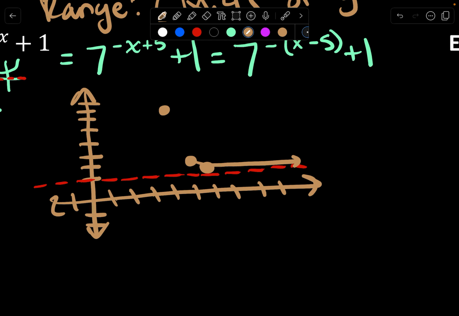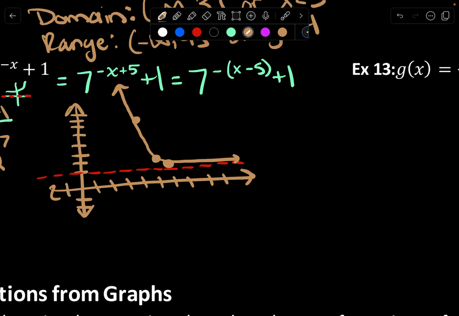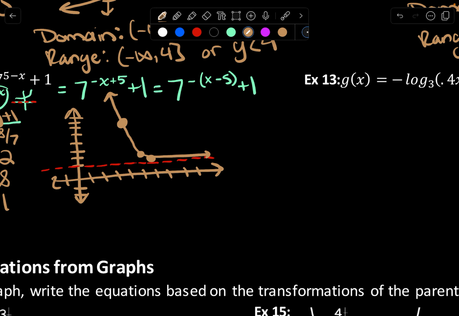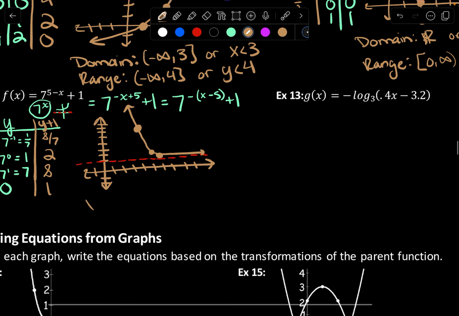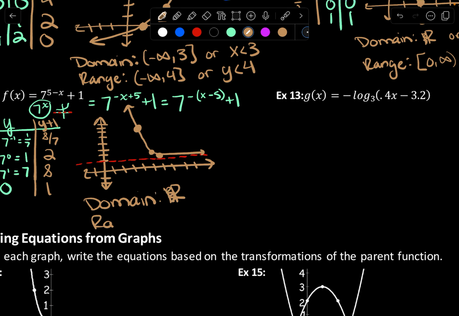And then that's approaching, and then from here, it's just going to infinity. Or coming from negative infinity, I should say. All right, so the domain for this, it's exponential, so it's going to be all reals. And then the range, we're going to use that horizontal asymptote. We're going to go from +1 to infinity, or you can say y is greater than 1.